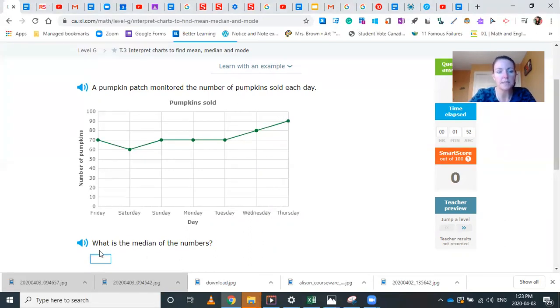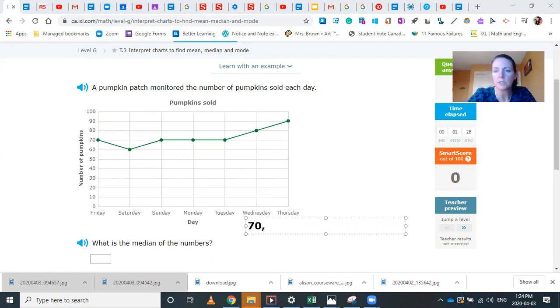The question at the bottom says, what is the median of the numbers? Remember how to do median? The golden rule with median is you first have to put it in order from smallest to largest. Okay, so let's do that. And we're going to also have a little bit of practice reading graphs. So if you look here on Friday, we're going to look all the way up to there, and you can see on Friday the amount of pumpkins that were sold, there are 70. So we're going to put that in, 70.